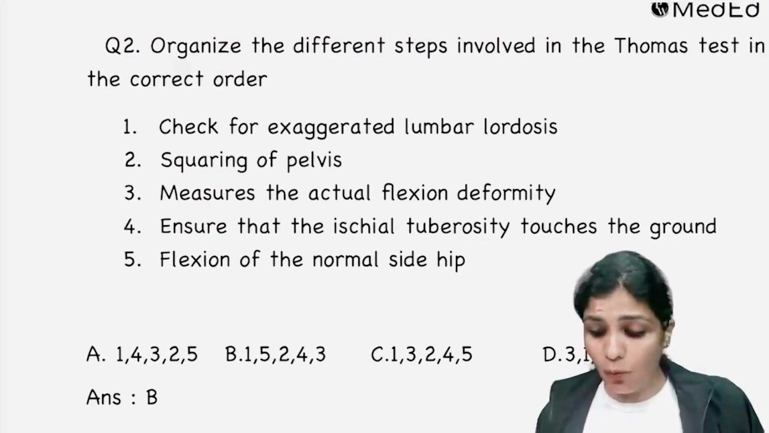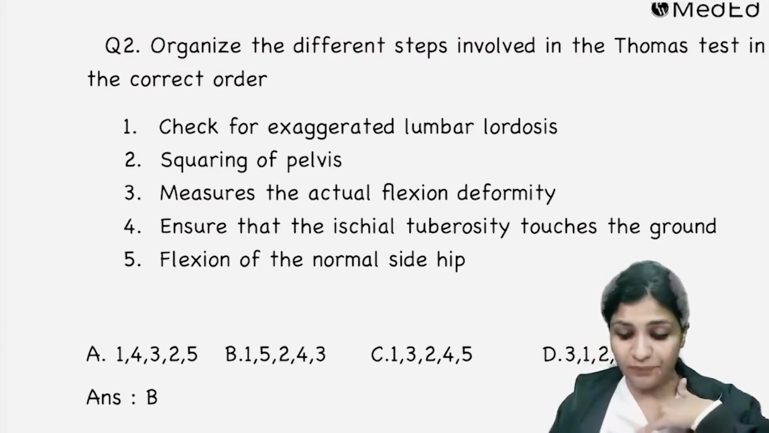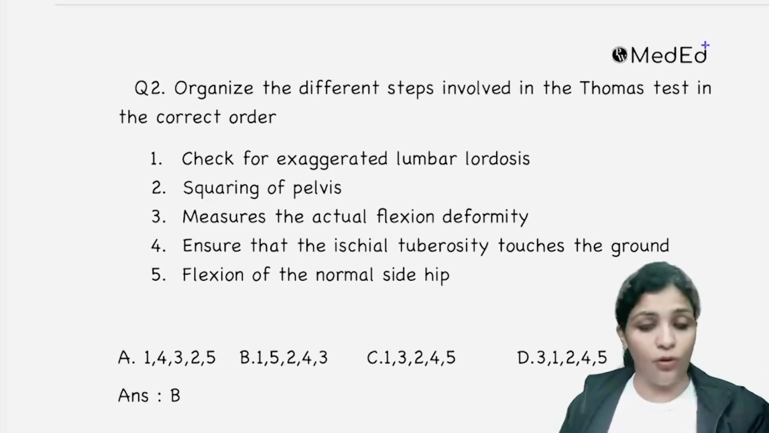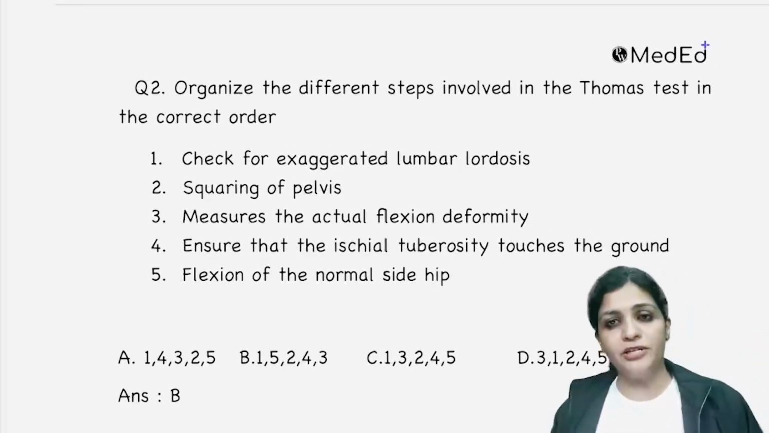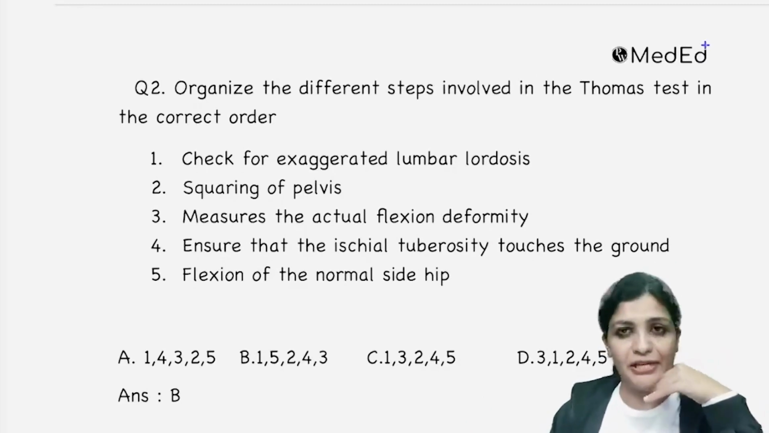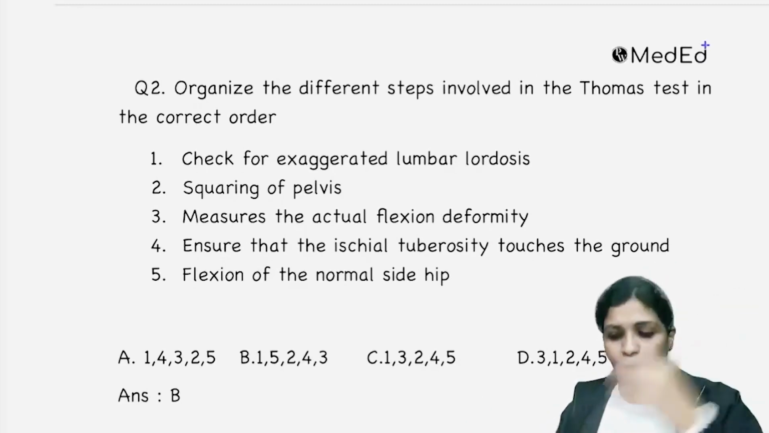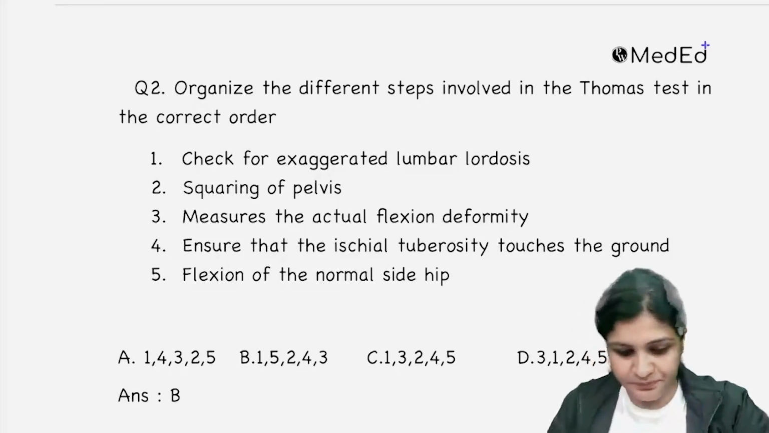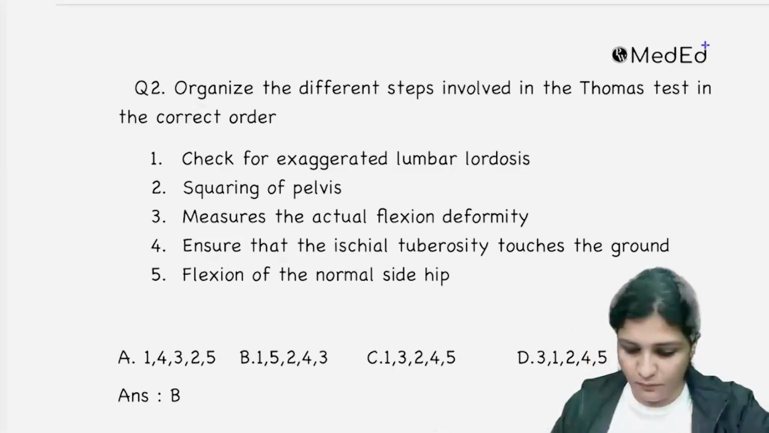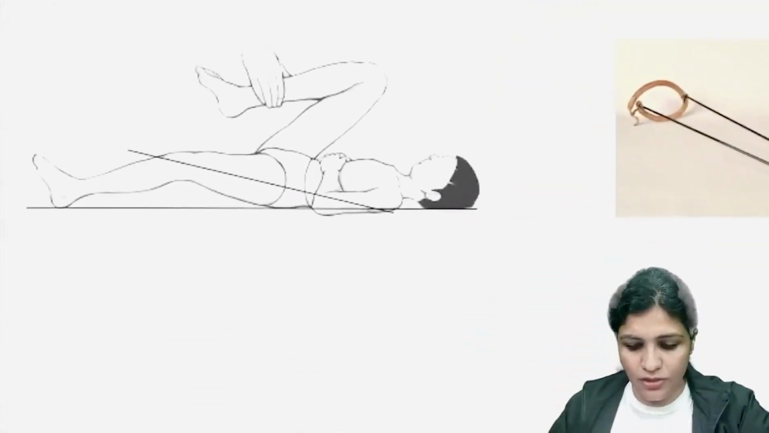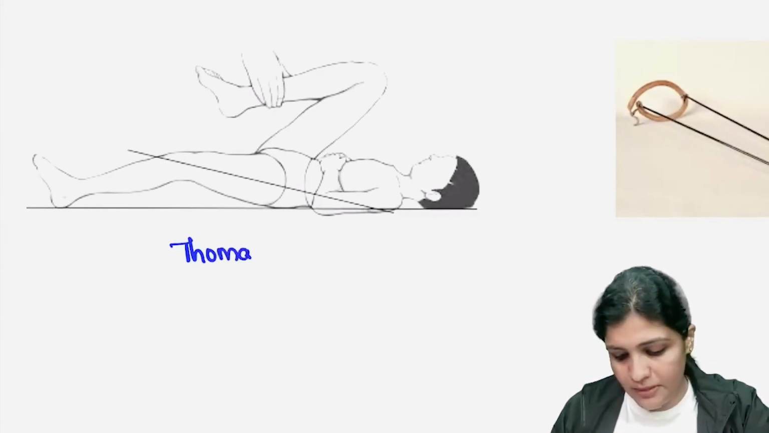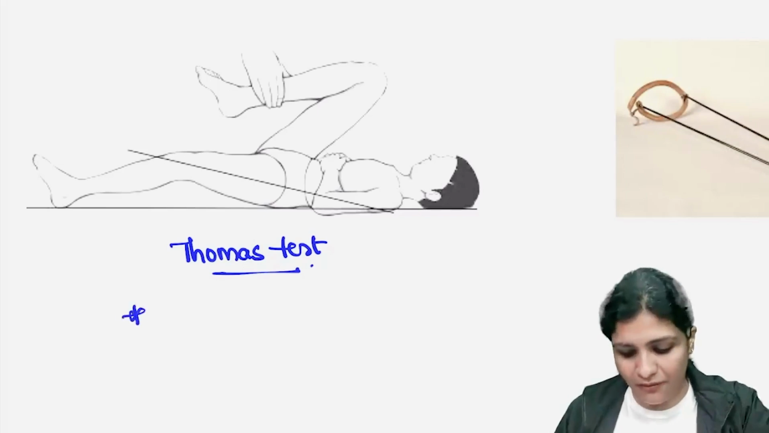Organize the different steps involved in the Thomas test in the correct order. So you have to now organize the steps of the Thomas test. First of all, let me know, Thomas test is used for which part of examination? Like what does Thomas test tell you? Thomas test is used for what? So this is your Thomas test. So what does this tell you? What inference do we get from the Thomas test?